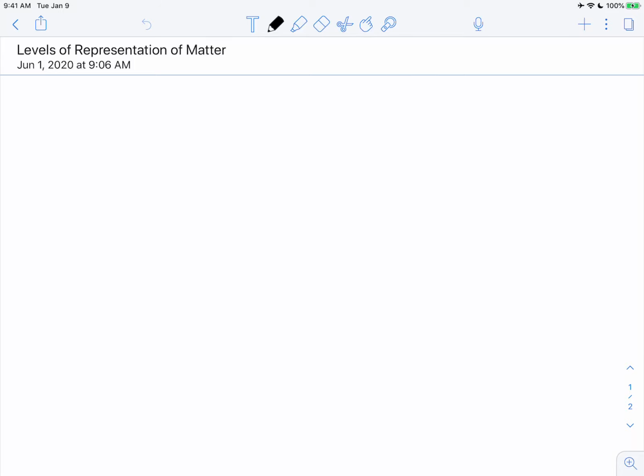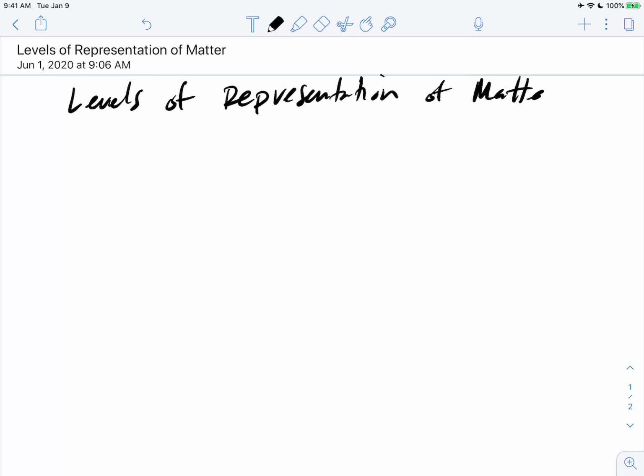All right, so we're going to talk a little bit today about levels of representation, specifically of matter. We'll just look at water, for example, in different phases and show how different symbols can mean different things.